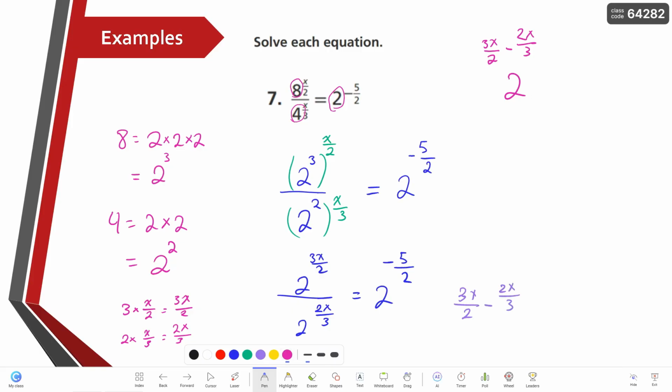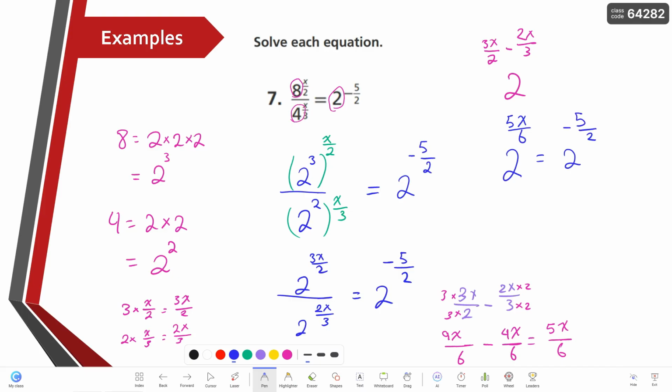We can simply multiply this part up and down by 3, and we can multiply this part up and down by 2 to have the same denominator. So this denominator would be equal to 6. On the other hand, the denominator would be equal to 6, and then this would be equal to 9x, and that one would be equal to 4x, sorry. So now we can subtract directly. We have the same denominator and subtract 9x minus 4x, which is equal to 5x. So I'm going to replace this by writing 2 raised to 5x over 6. This would be equal to 2 raised to negative 5 over 2.